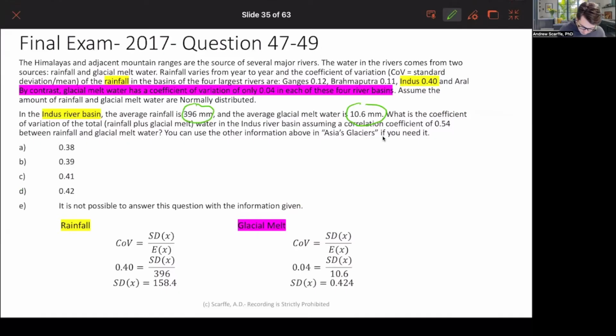We are also given the coefficients of variation. So we're given the coefficient of variation of 0.40 from the Indus, and we're told that glacial melt has a coefficient of variation of 0.04. So we're given this information so we can solve for our standard deviation of rainfall and our standard deviation of glacial melt. Truly, I probably should have been less lazy here, and I probably should have said the standard deviation of rainfall is equal to 158.4, and the standard deviation of glacial melt is equal to 0.0424, right?